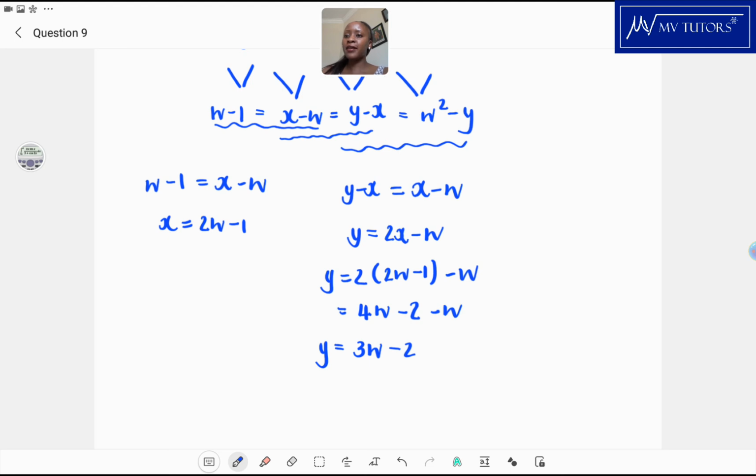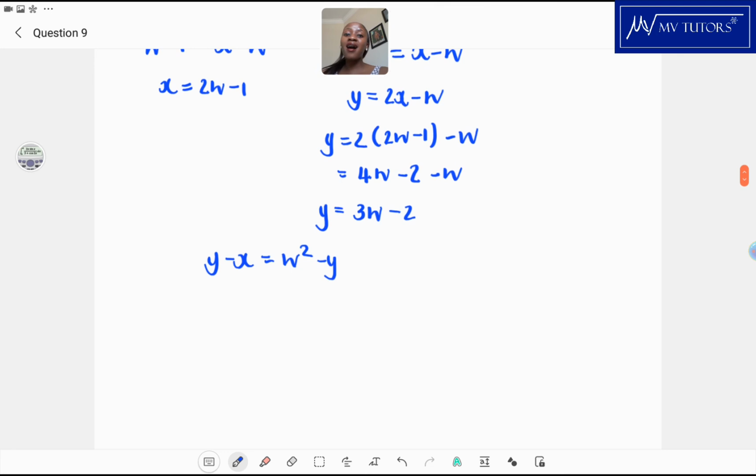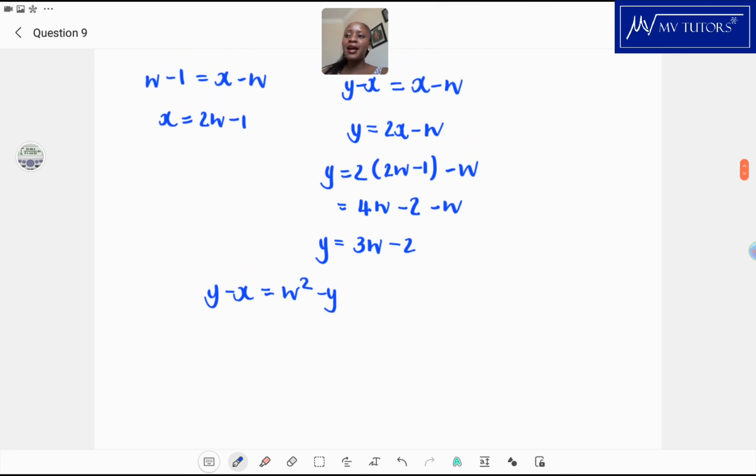So I have y minus x, just write it here, y minus x is equal to w squared minus y. Okay guys, this is great. You know why? I have x in terms of w and I have y in terms of w, so my only unknown will be w, which is what we want.